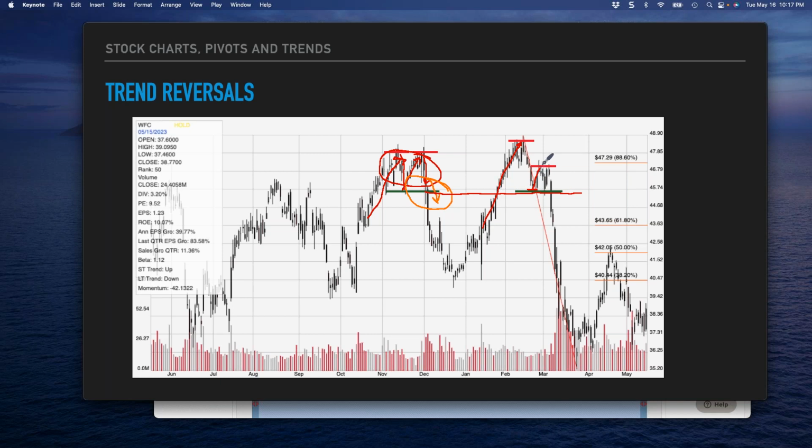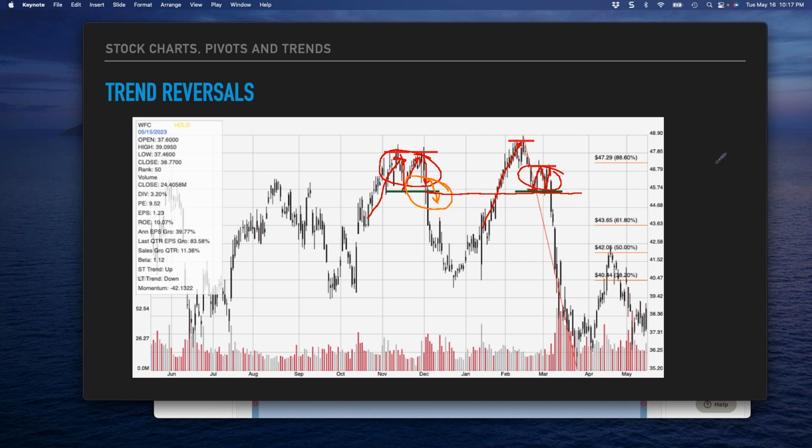Hit a new pivot high at around 47, started to come back down again. Again, it acted as support one more time. Again, we have a lot of chop, a lot of consolidation here. This is not the signal. This is a sign that we do have now a pattern of declining highs, but we don't have a pattern of declining lows yet.